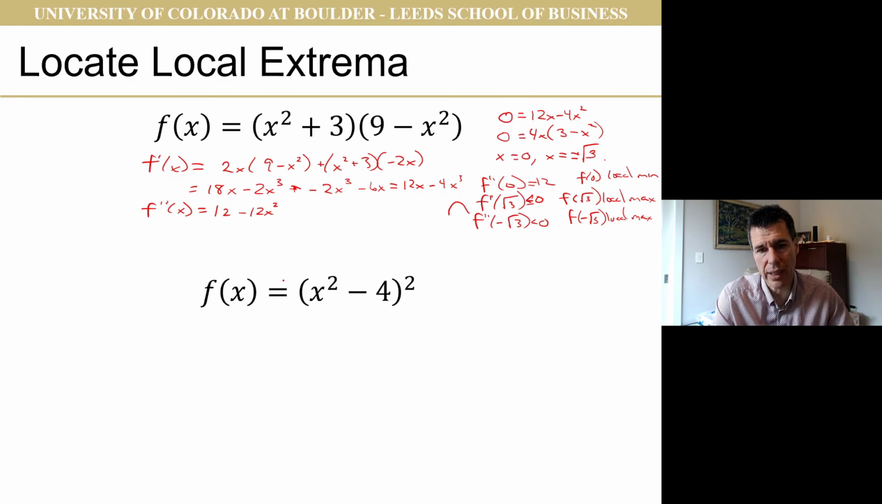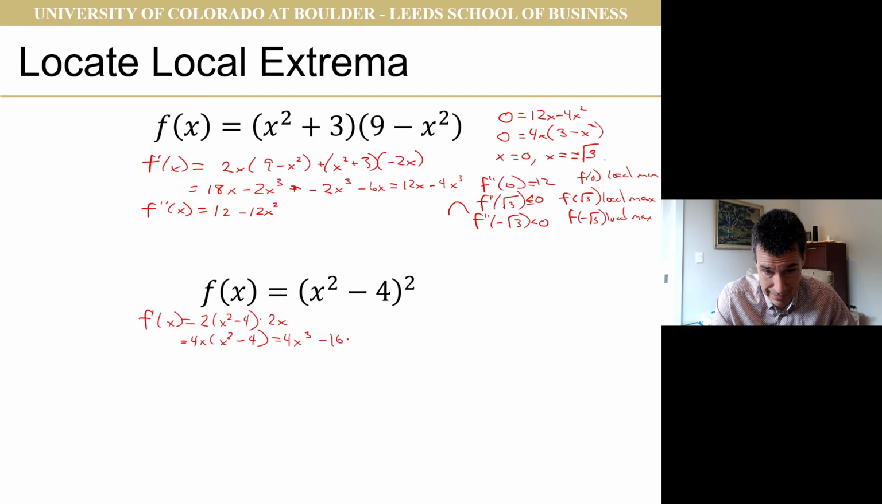f(x) = (x² − 4)². Step 1, take the derivatives. f′(x) = 2(x² − 4) times 2x. I'm going to multiply all this out, so we've got 4x times (x² − 4), which is 4x³ − 16x. So there's my first derivative.